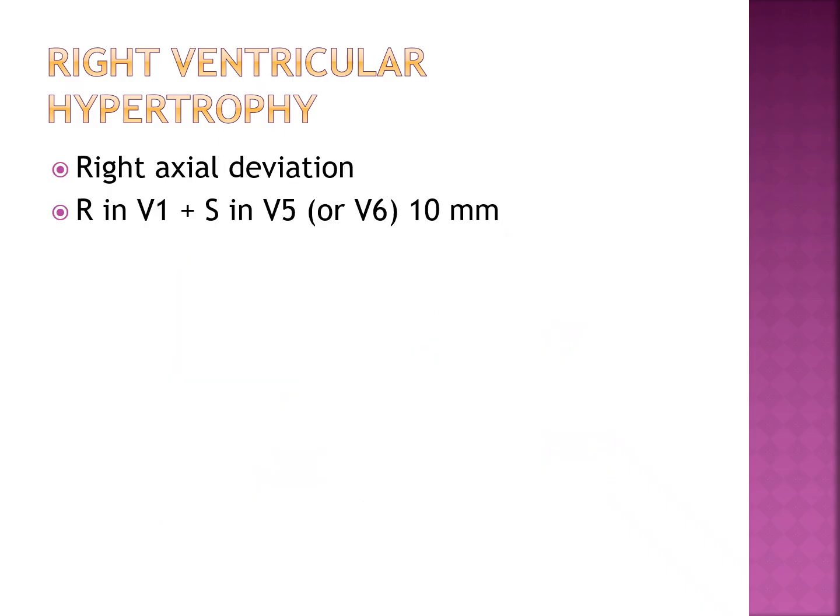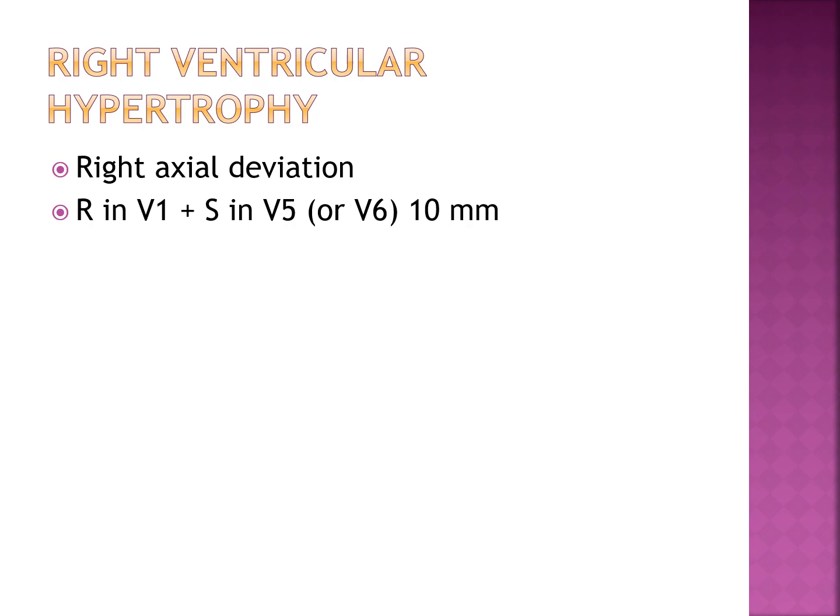So the very first thing you want to look for when you're looking for ventricular hypertrophy is to see if there's a right axis deviation. If you've got a right axis deviation, then be looking for that right ventricular hypertrophy. If you don't have a right axis deviation and you're looking for ventricular hypertrophy, then you need to automatically be looking for a left ventricular hypertrophy.